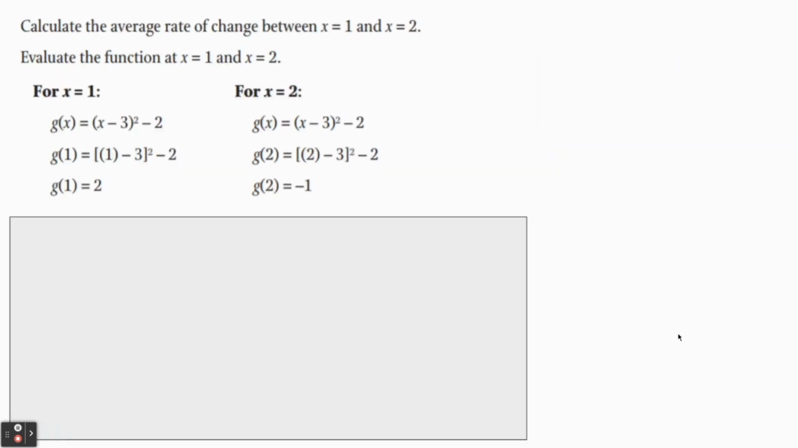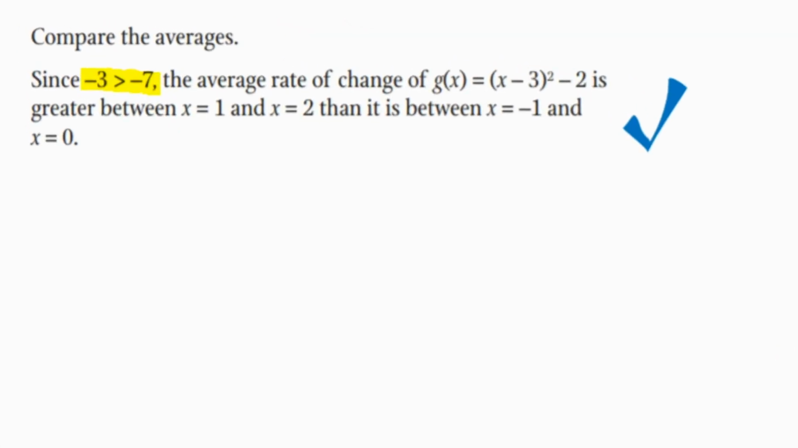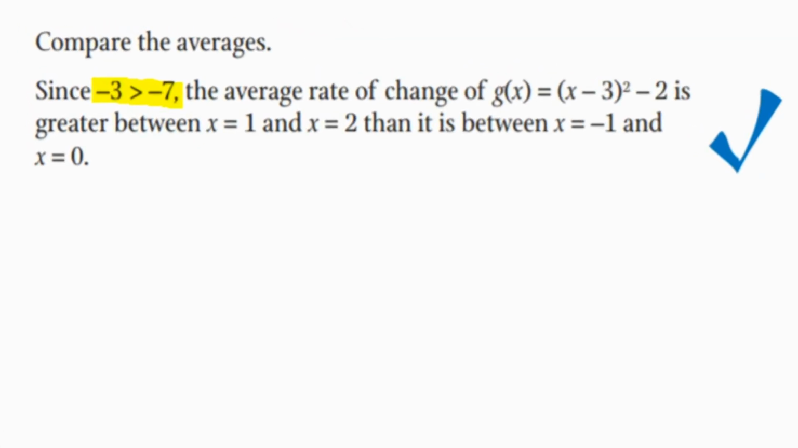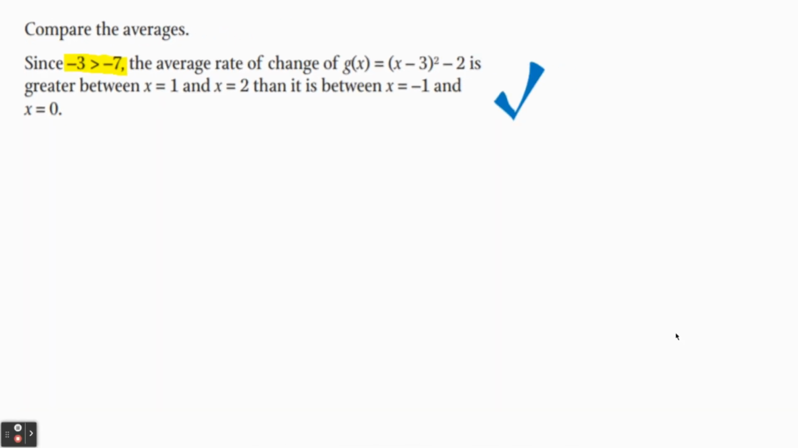Now let's take a look at the other domain. How about between 1 and 2? So we need to find g of 1 and g of 2, and then we're going to plug that into the average rate of change formula, and we get negative 3. So we have the two different rates of change. We got negative 7 and negative 3. So at the very end, we'll say since negative 3 is greater than negative 7, the average rate of change is greater between x equals 1 and x equals 2.